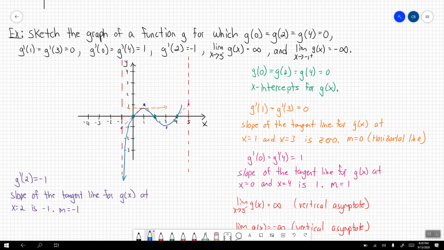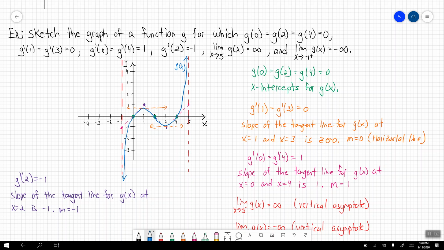Slope of the tangent line is 1. Okay, and again, at x is equal to 3, notice I have another horizontal slope. And my function now is going to be approaching 5 from the left-hand side, and that goes towards infinity. So here is a possible sketch for my g of x.